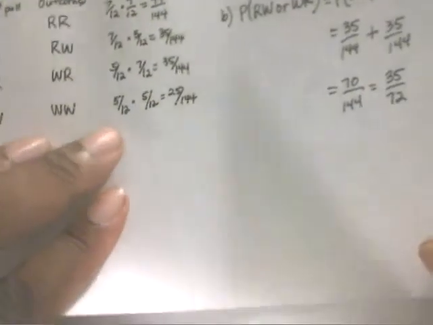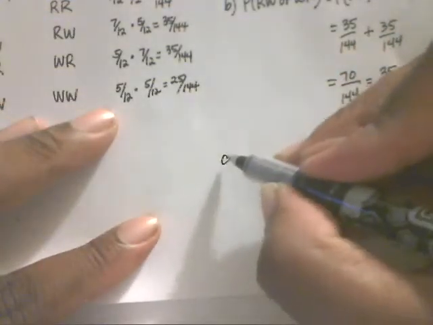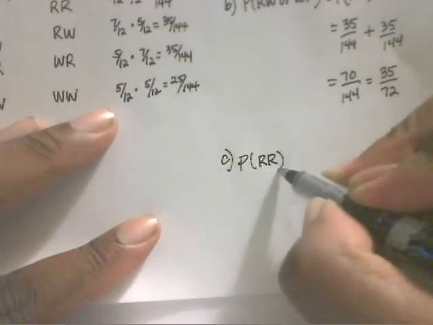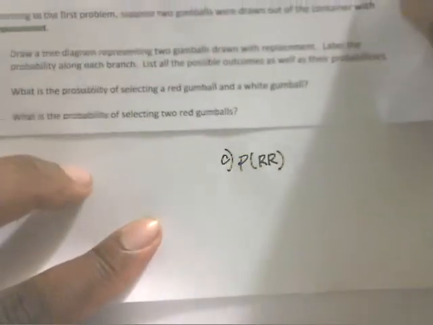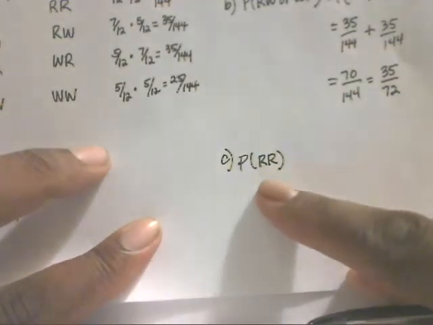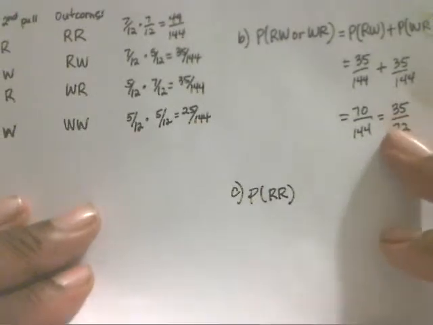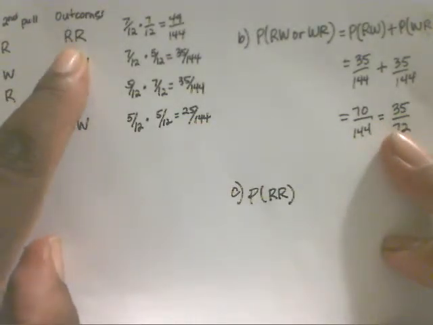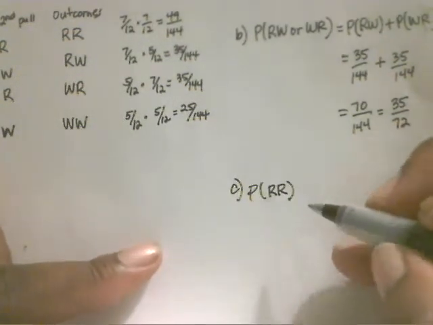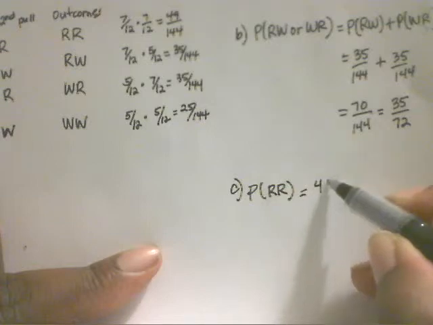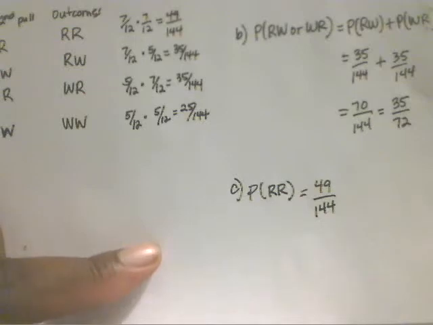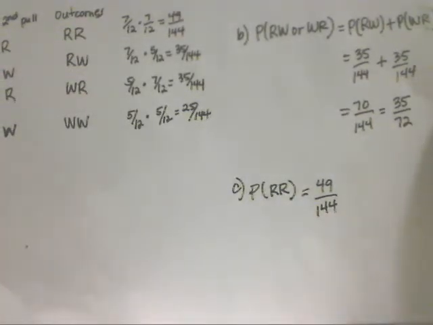Okay, and finally, part C of problem number 2. What's the probability of selecting 2 red gumballs? What's the probability of selecting 2 red gumballs, which is represented by the probability of 2 red gumballs being selected? This one is easy. The outcome is only a red and a red, and that probability is 49 over 144. So the probability of selecting 2 red gumballs will be 49 over 144.